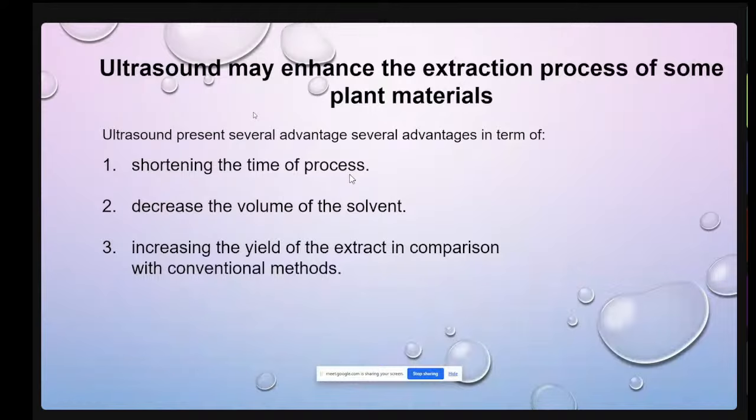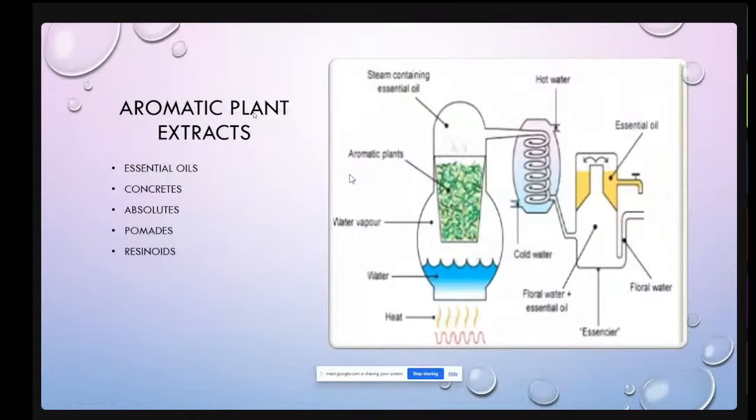The ultrasound may enhance the extraction process from some plant materials and has more advantages, like decreasing the volume of the solvent needed in the extraction process. So, the aromatic plant extracts include essential oils, concentrates, absolutes, pomades, and resinoids.